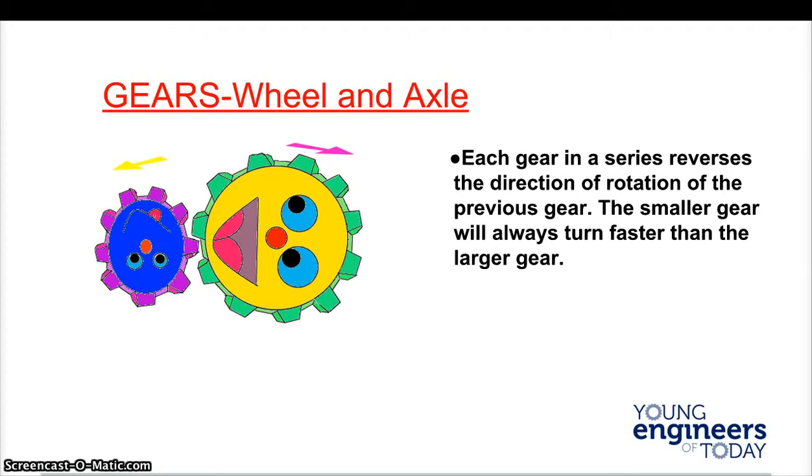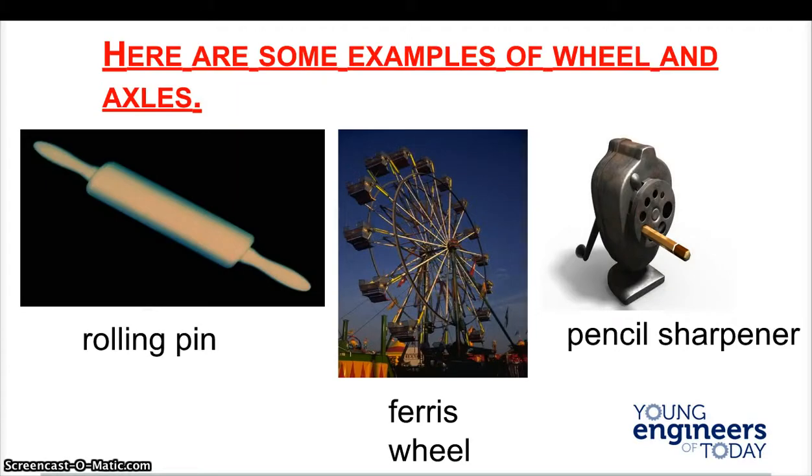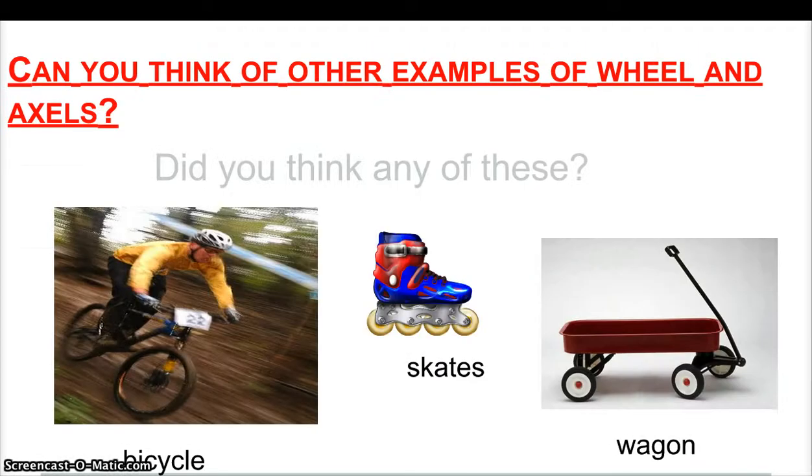Okay. Now we can attach gears to these, and now you can change the direction in which a gear moves, and it just helps us get and keep improving and building upon our simple machines. Here are some examples of wheel and axles. Here are a few more, and we might not think of or really notice them day to day.